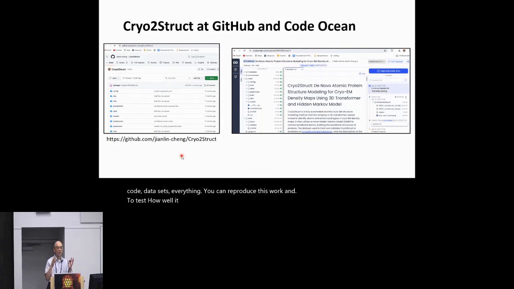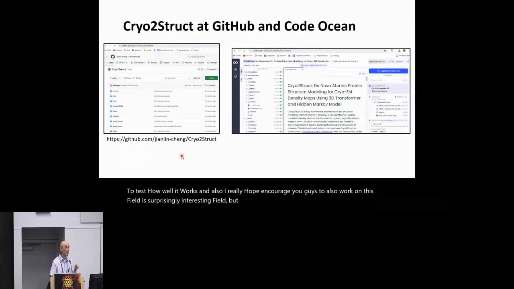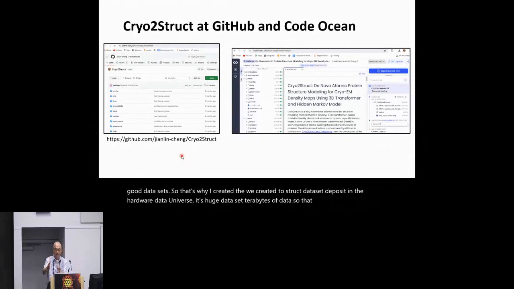And also, I really encourage you guys to work on this field. It's a surprisingly interesting field, but not well developed. They don't even have very good data sets. So that's why we created the Cryo-2Struct data set, deposited in the Harvard Dataverse. It's a huge data set, terabytes of data. So that resource can be used by you guys to build your own machine learning methods for this problem. We also created a demo in Code Ocean. It's a live demo. You can run this program with the data to demonstrate how it works. So it's fully reproducible, this work.